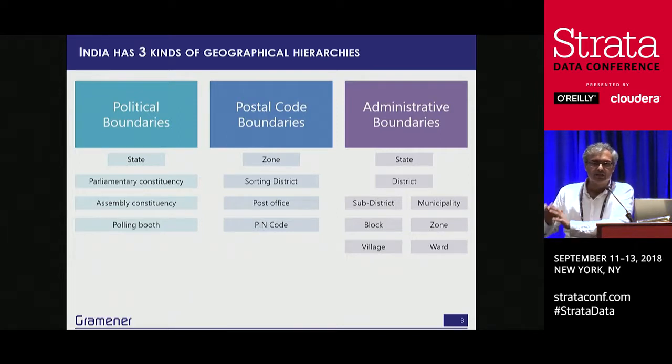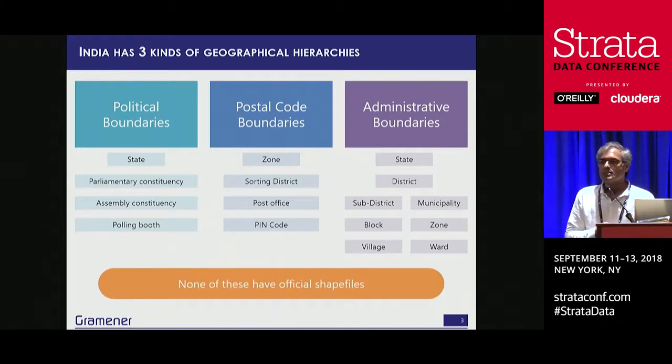This is the largest administrative hierarchy that's there, that goes down to about 600,000 villages, and below that there is a further division called census blocks, which we try not to talk about because it gets really scary at that level. I will be mentioning a bit of that. The point is this: none of these, not one of these, has an official shapefile. It's actually even worse than that. But let's start with the simple stuff. Let's start with the political boundaries.